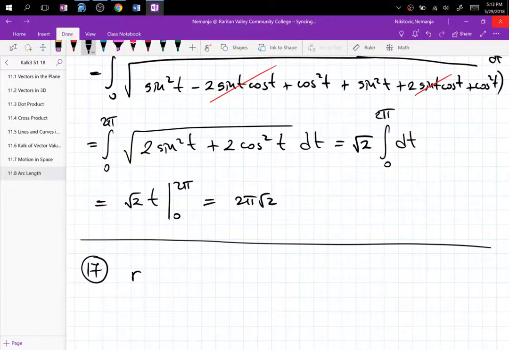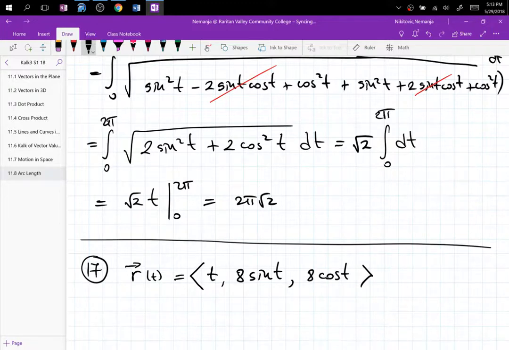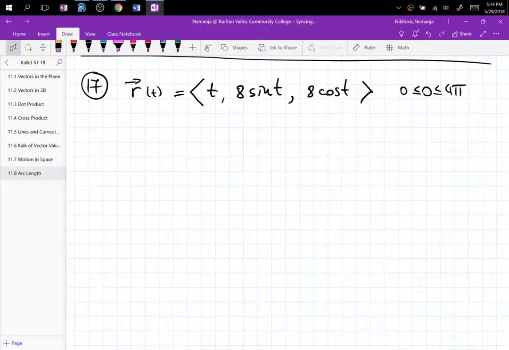3D. Your R of t is given as t, 8 sine t, 8 cosine t, and t is between 0 and 4 pi. What is this? It's not a sphere. It's a helix.